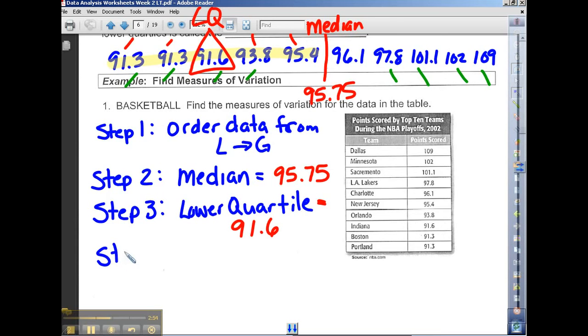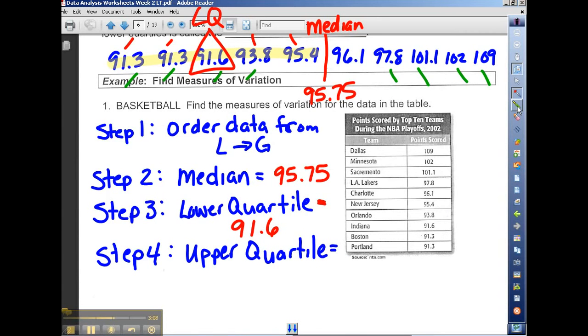Step number 4. We're going to find our upper quartile, also known as the third quartile. Okay? We're going to do the same thing. Here is the upper half of the data, and the upper half of the data does not include the median. So we're going to find the median of the upper half of the data.